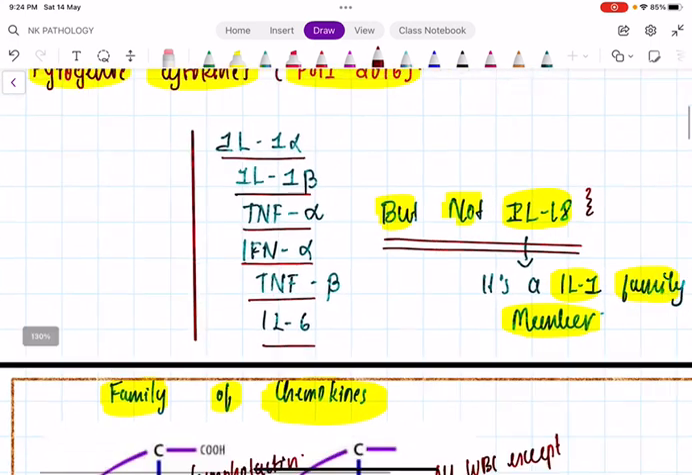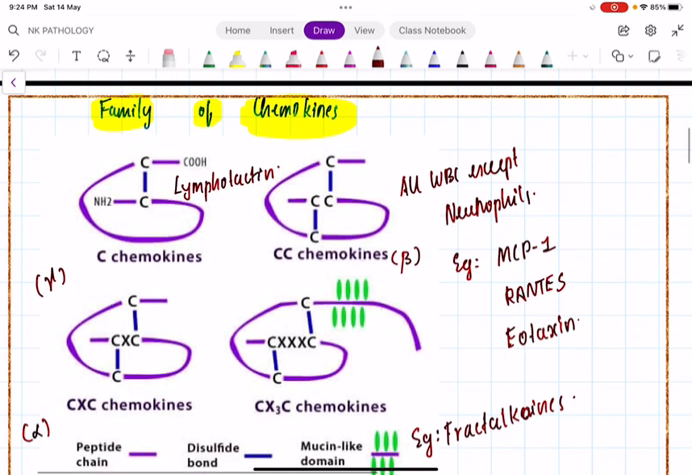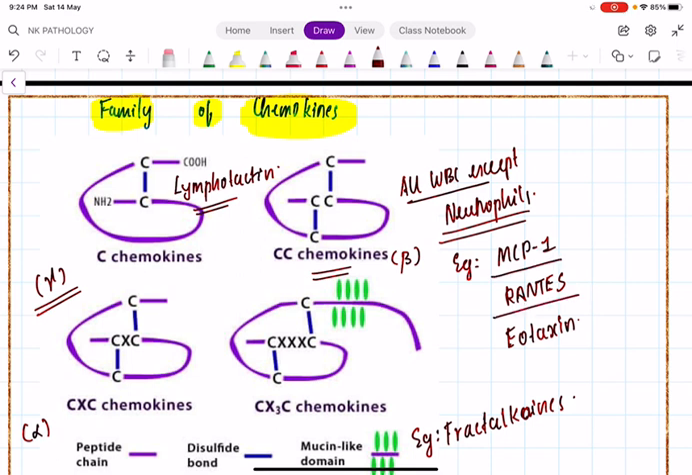Then let us discuss the various families of chemokines. Number 1 is the C chemokines. They are also called gamma chemokines. As the name indicates, we have C, CC, CXC and finally CX3C. In C chemokines there is only one cysteine residue, example lymphotactin. Beta chemokine has 2 cysteine residues, and all WBCs except neutrophils produce this type of chemokine. Examples are MCP1, RANTES and eotaxin.